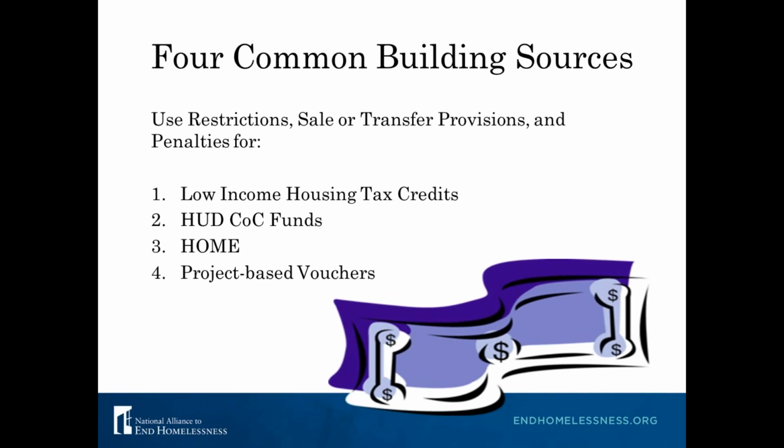Okay, so this last section of the toolkit gets into four common fund sources that the providers you're working with probably have in their buildings. We wanted to get into a little bit of detail here to give folks some comfort about knowing what some of those provisions are within each of these fund sources. The toolkit itself gets into quite a bit more detail than we will here in the webinar, but the four fund sources that we highlighted are low-income housing tax credits, HUD CoC funds, HOME, and project-based vouchers. These are the most common that I have seen.